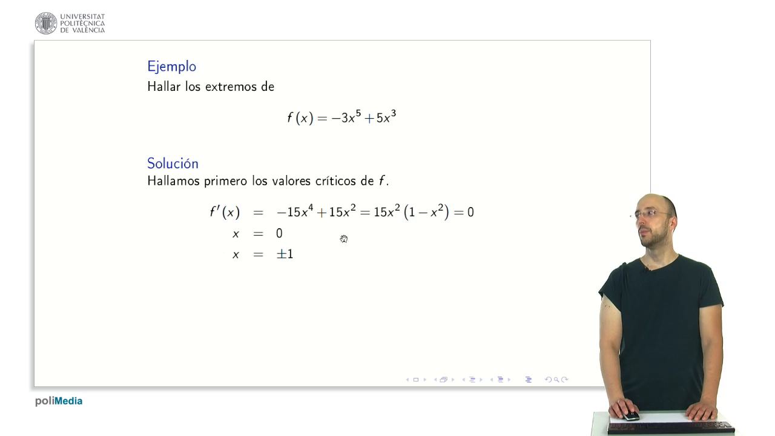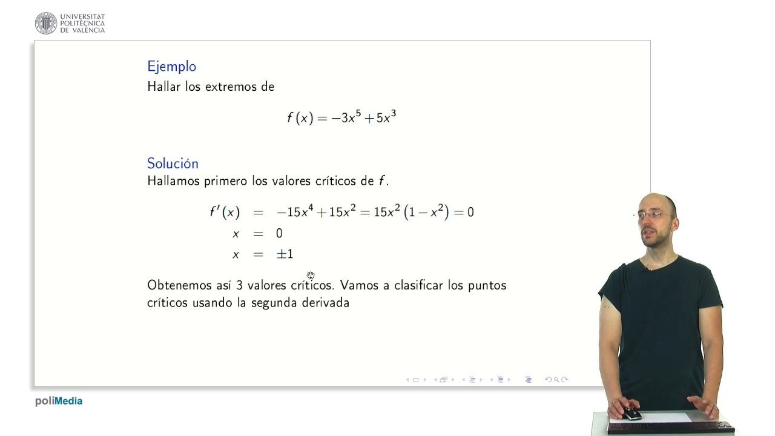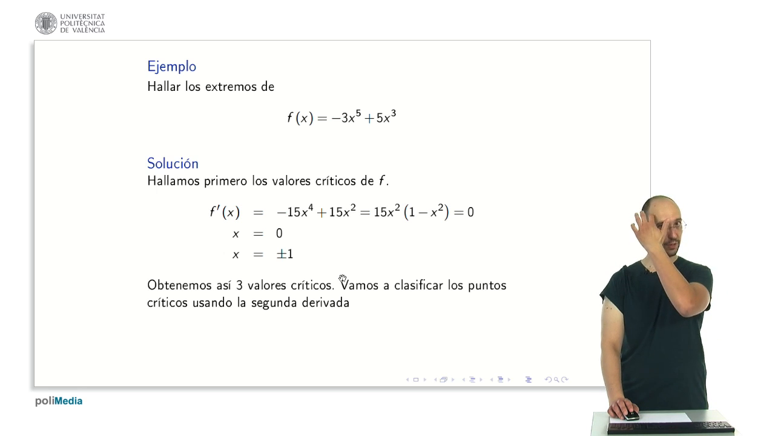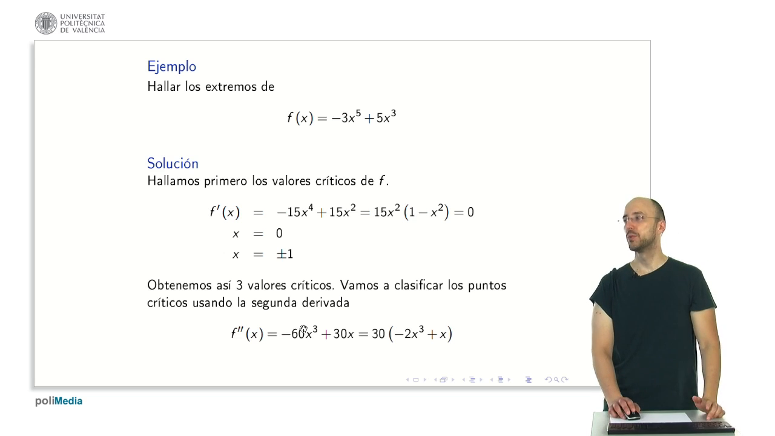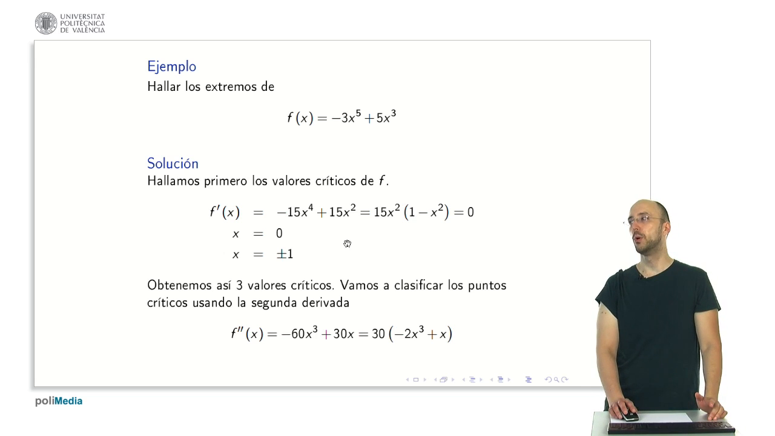The critical points can be found by setting the equation to 0. So either x equals 0 or 1 minus x squared equals 0. Solving the second equation, we get x equal to plus minus 1. So we have 3 critical values. Let's classify the critical points using the second derivative. Up to this point, we've been using the second derivative criterion. How is it done? Well, first, we calculate the second derivative.